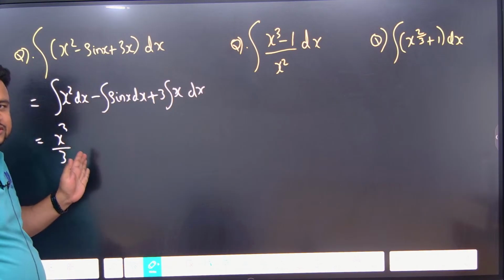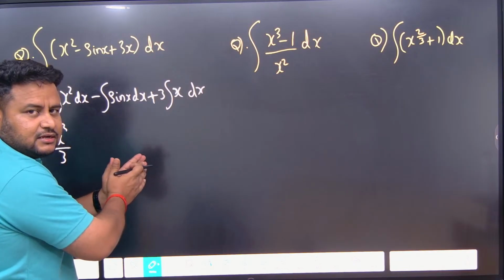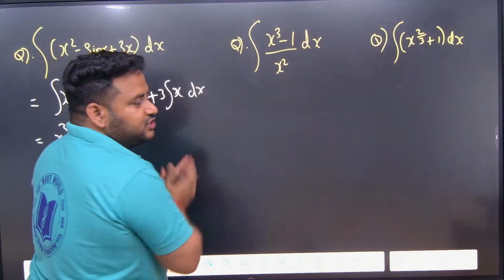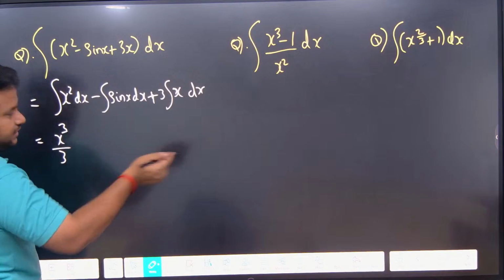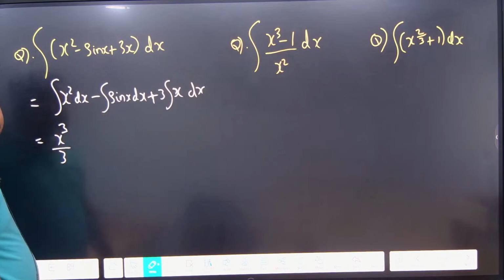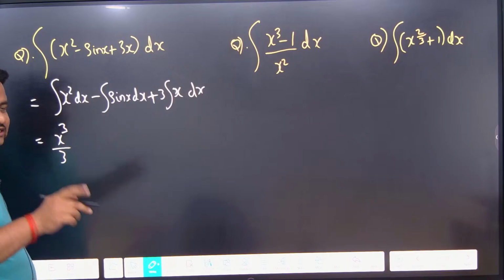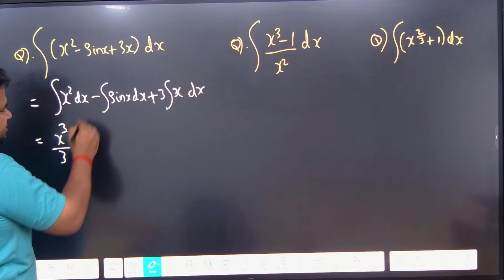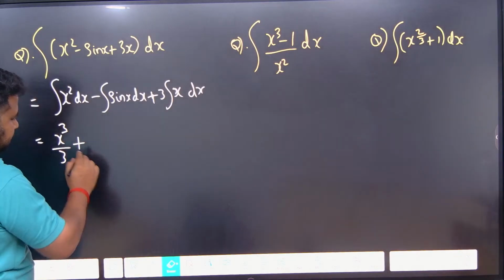Instead of writing a constant at each and every step, we will collect everything and write it as one single constant at the end. Integral of sin x is what? Minus cos x. It is not just cos x, it is minus cos x. But already a minus is there, so minus into minus will become plus.